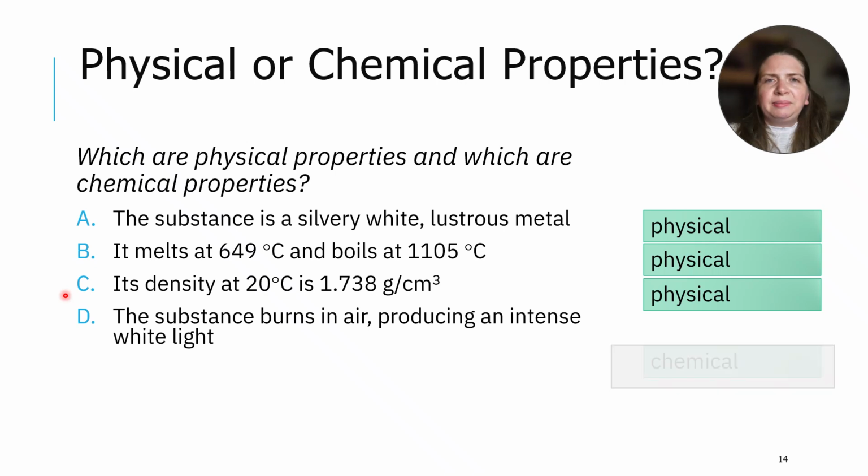The final statement says that the substance burns in air and produces an intense white light. This describes a chemical property because burning is a chemical reaction. The reactivity of a substance is a chemical property.